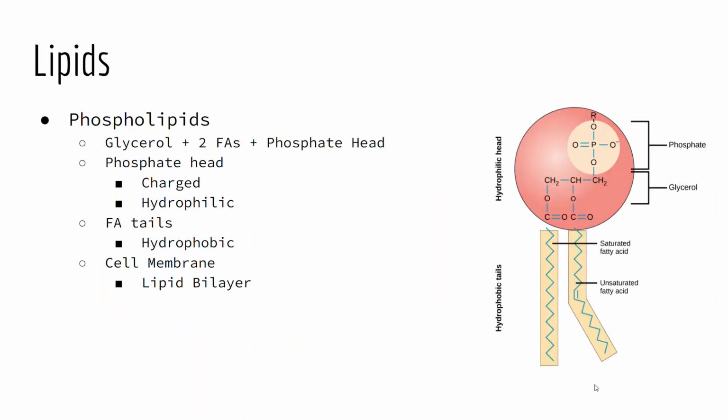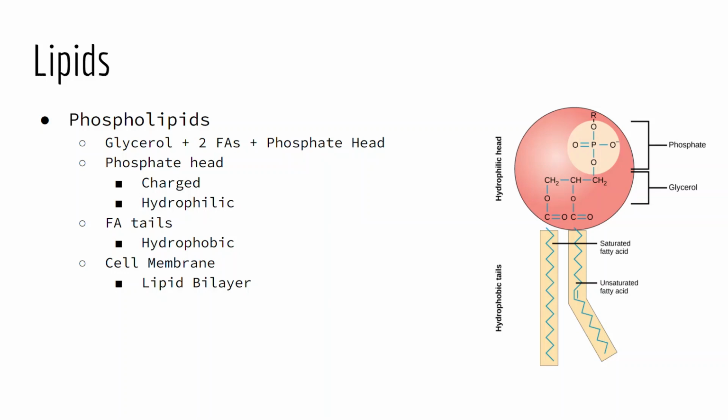And here, another very, very important type of lipid called phospholipids. Basically, phospholipids have your glycerol molecule, and then they have two fatty acids, and then they also have a phosphate head. And this phosphate head, as we have earlier mentioned, is a functional group. This phosphate has a charge, it's negatively charged, which makes it hydrophilic. So the head of a phospholipid is hydrophilic.